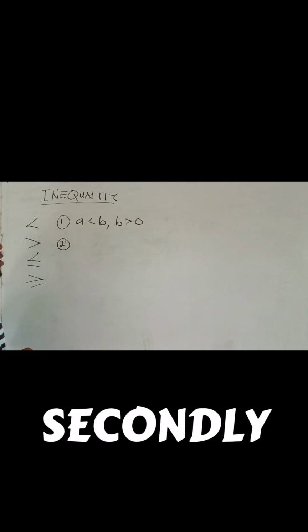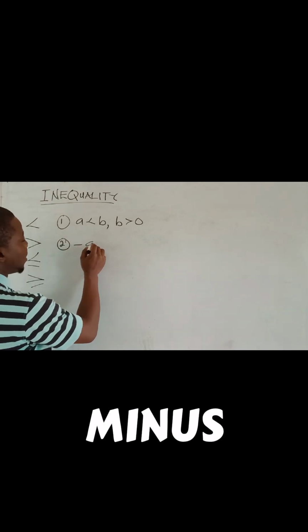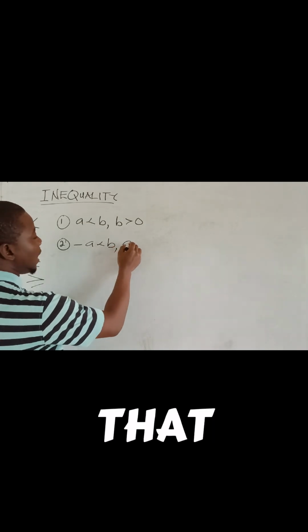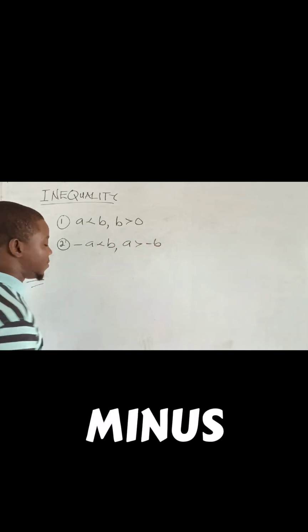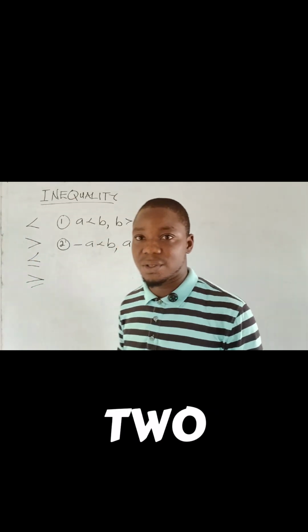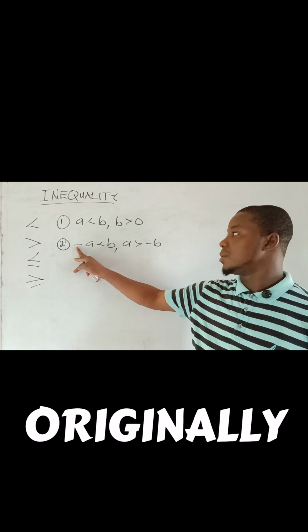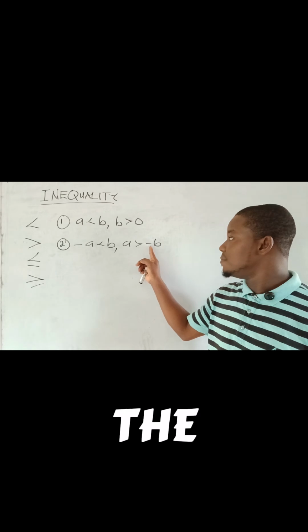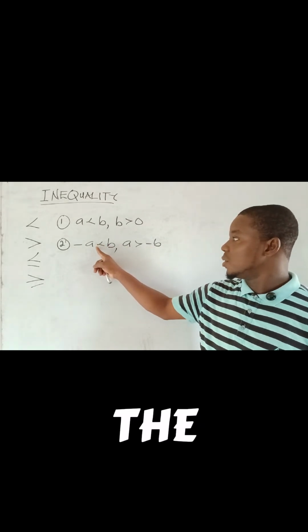Secondly, if minus A is less than B in inequality, it therefore means that A must be greater than minus B. Now let's take a look at the second rule. You notice that originally there was a negative sign here, but in this place the B becomes the negative. Then the inequality sign changes.